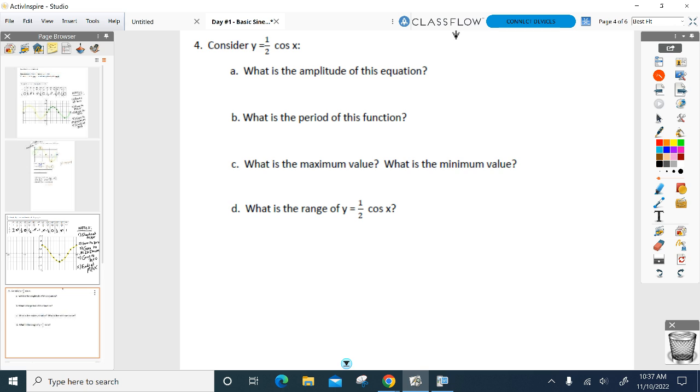So 1/2 cosine x, what's my amplitude? It's the number out in front, 1/2. And again, that 1/2 is powerful because it tells you max and min, 1/2, negative 1/2. Period, it's always going to take 2 pi to make a full curve before it starts repeating. That's just going to be common until next week.